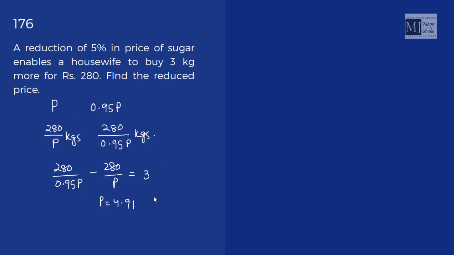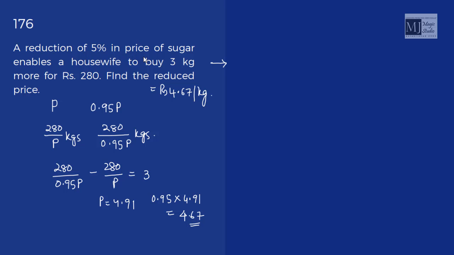Then find the reduced price. Reduced price would be 0.95 into 4.91, which is 4.67. So the reduced price is rupees 4.67 per kg. Very fine. This is how you calculate. But in an aptitude test, this is how we calculate.